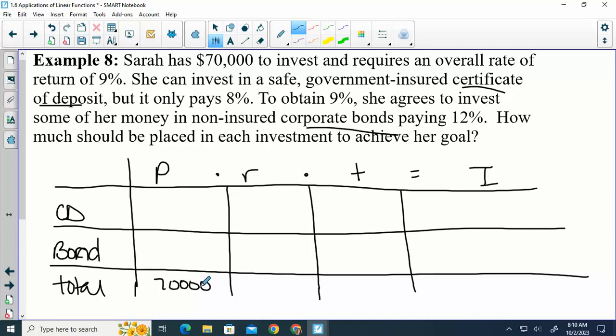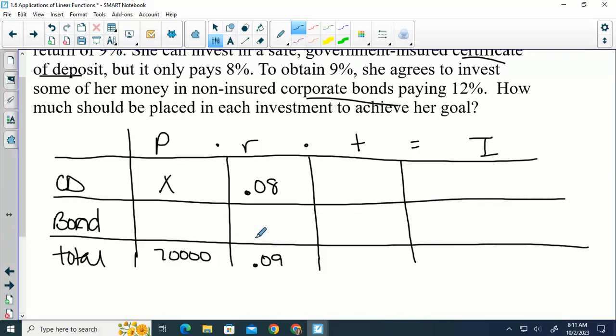All right. So she requires an overall rate of 9%. So my rate, those are my percentages. Is that the CD, the bond, or the total? Total rate would be 0.09. She can put some in a CD. I don't know how much, so that could be X. Okay, the rate of the CD is 0.08. Okay, the rest of it is going in a bond, and the rate for the bond is 12%, so 0.12.